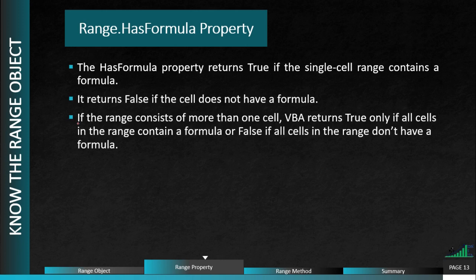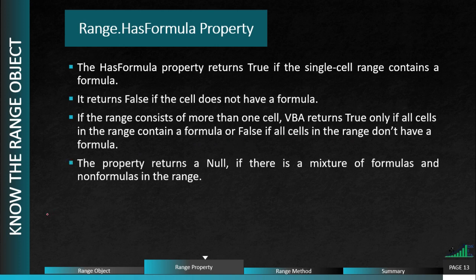If the range has more than one cell, suppose we have selected a lot of cells, in that case VBA returns true only if all cells in the range contain a formula, or false if all cells in the range don't have a formula. That means the property returns a null if there is a mixture of formula and non-formula.